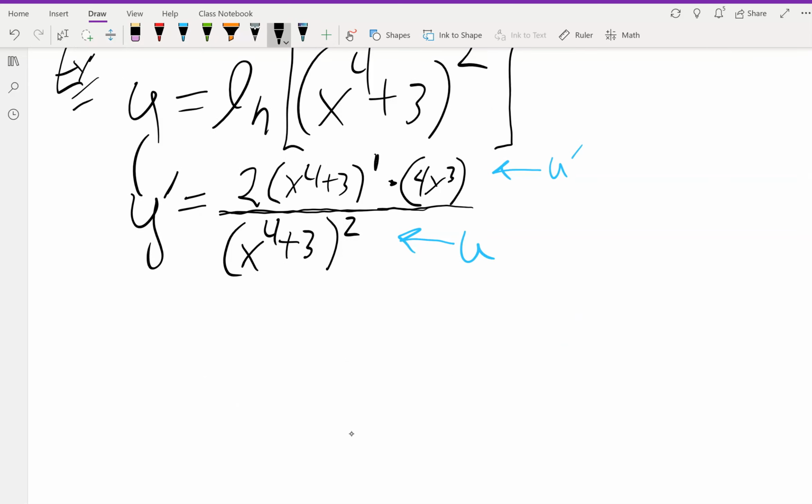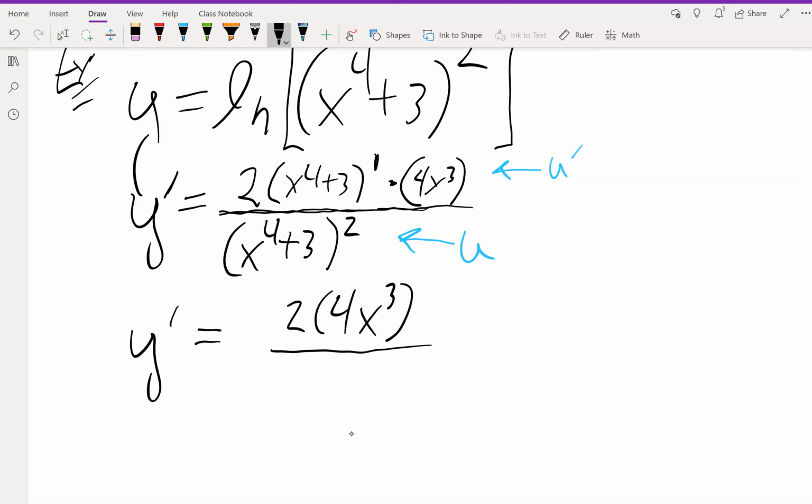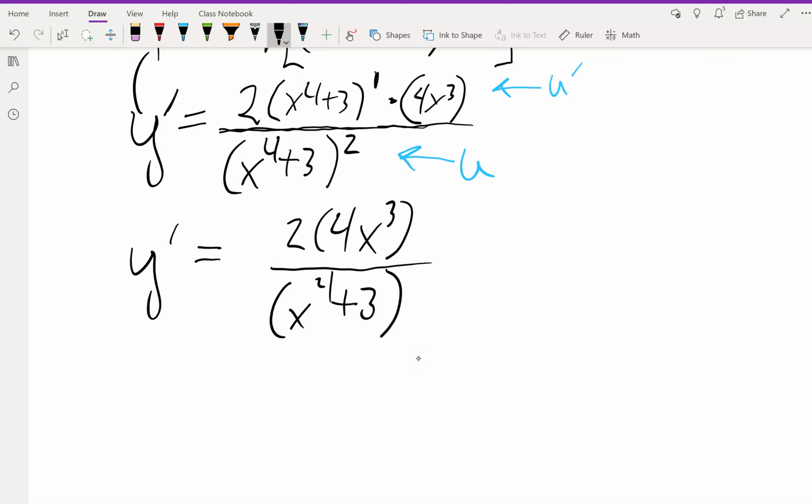And so now we have to simplify. The good news, if you just keenly look at it, you have an x to the fourth plus 3 in the top and an x to the fourth plus 3 squared in the bottom. One of them will cancel. And so really you have 2 times 4x cubed all over x to the fourth plus 3. Again, I canceled an x to the fourth plus 3 because I have 1 here, 2 here. Good cancellation leaves 1 in the bottom. Last but not least, you can multiply the 2 and 4 to make 8x cubed. And so this is my simplified derivative.